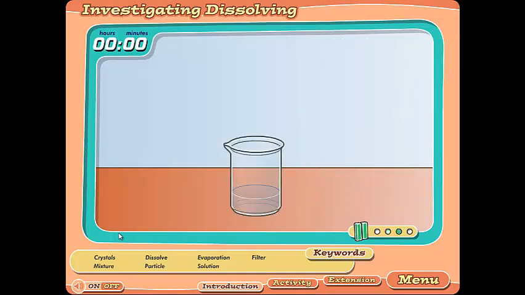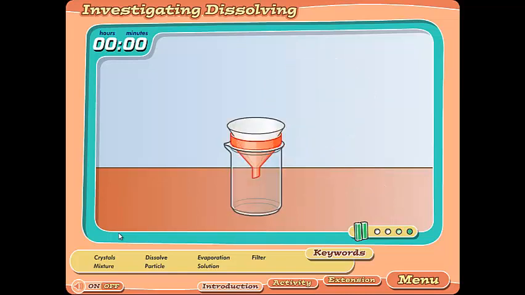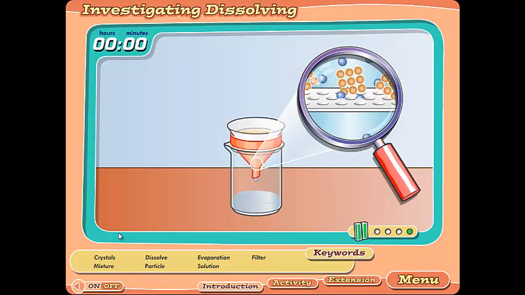Now let's try to dissolve sand. The sand doesn't dissolve, so no solution is formed. Instead, we get a mixture of sand and water. We can separate the mixture of sand and water by filtering it. The sand particles are bigger than the holes in the filter paper, so they are trapped by it.